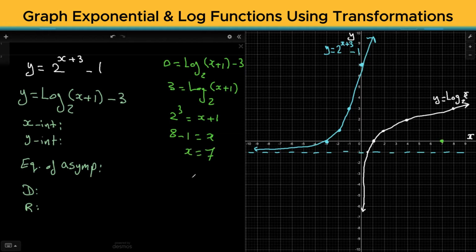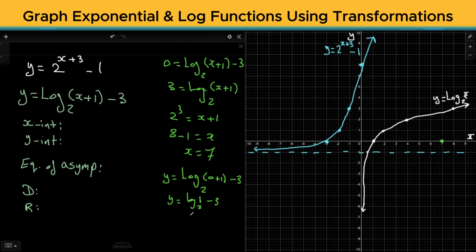So I'm going to plug in my x-intercept, which is right here. How about the y-intercept? All we need to do is make x 0. So y equals log base 2 of (0 plus 1), minus 3, which is y equals log base 2 of 1, minus 3. Log base 2 of 1 is 0, because 2 raised to the 0 gives you 1. So just know, if you take the log of 1, it doesn't matter what the base is.